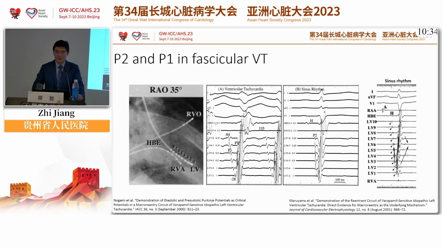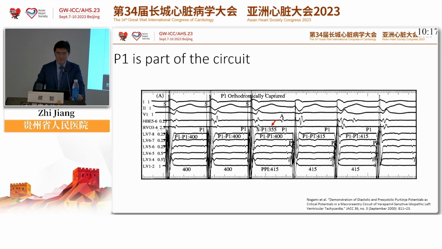And in some other literature, like the Maruyama published in 2001, the P1 was also seen during sinus rhythm. It conducts from distal to proximal at the end of the V waves. Dr. Nogami has demonstrated the P1 was the critical part of the circuit. He used the progressive fusion by overdrive pacing the left mid-septum ventricle to demonstrate the P1 is the critical part.